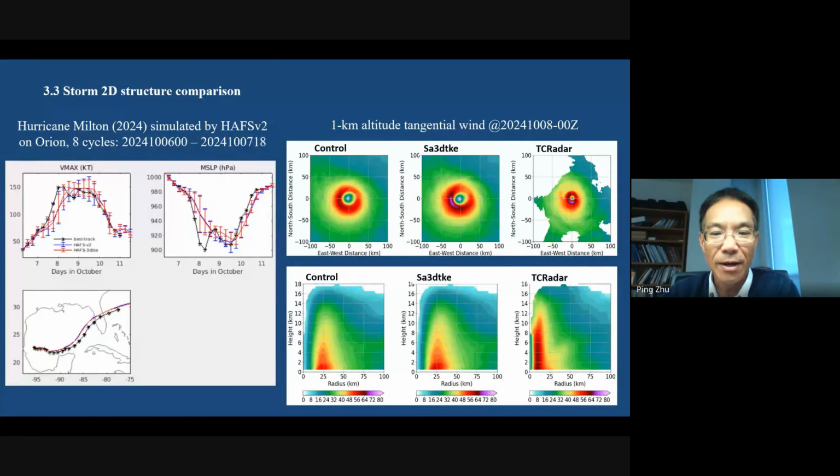This is Hurricane Milton simulated by HAFS v2 on Orion, in total 8 cycles. The left panel shows the simulated storm track and intensity compared with the best track data. The right panel shows the simulated 1 kilometer altitude tangential wind and the radius-height structure of the azimuthal mean tangential wind compared with tail Doppler radar retrievals. The wavenumber 1 asymmetry and the radius-height structure of tangential wind simulated by the 3D scale-aware TKE scheme are closer to the observations. So the results are very promising. Next.